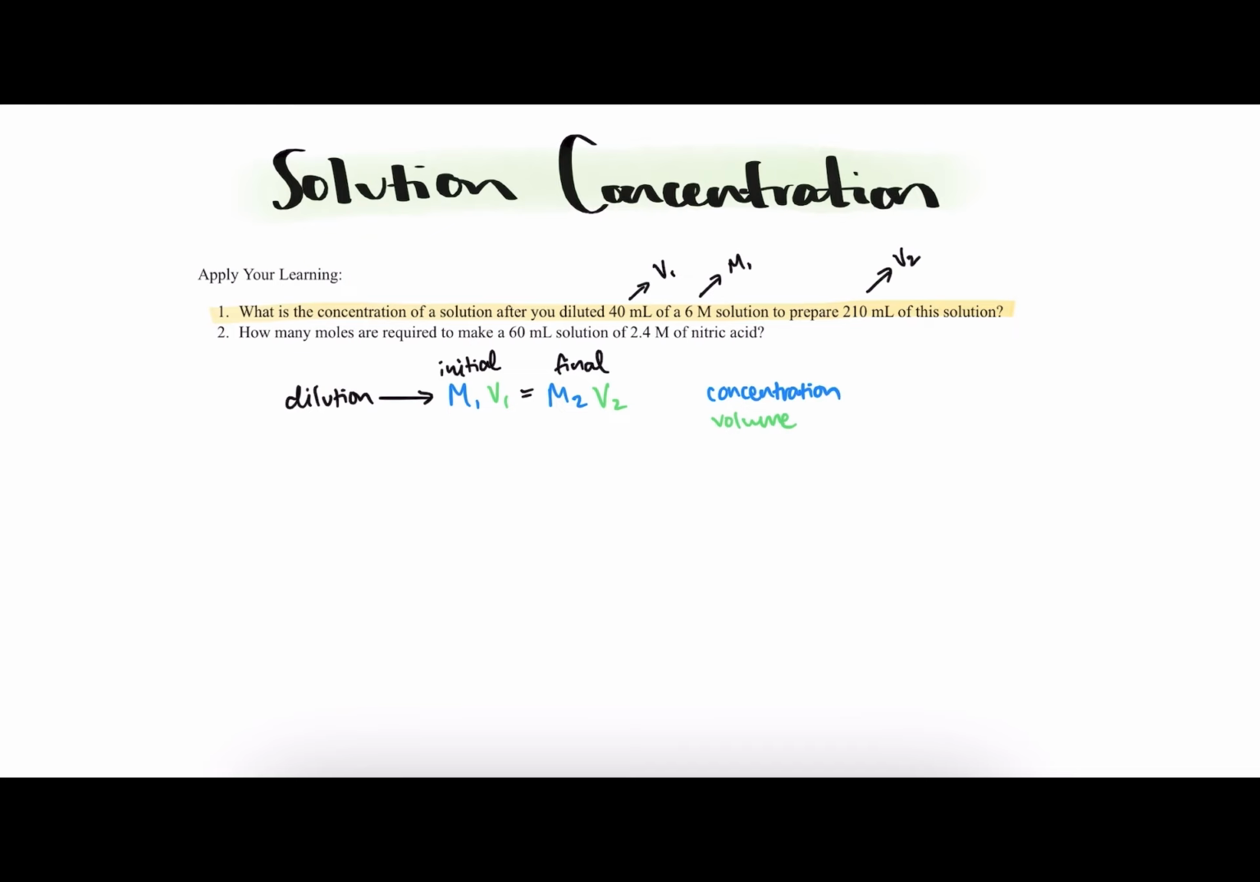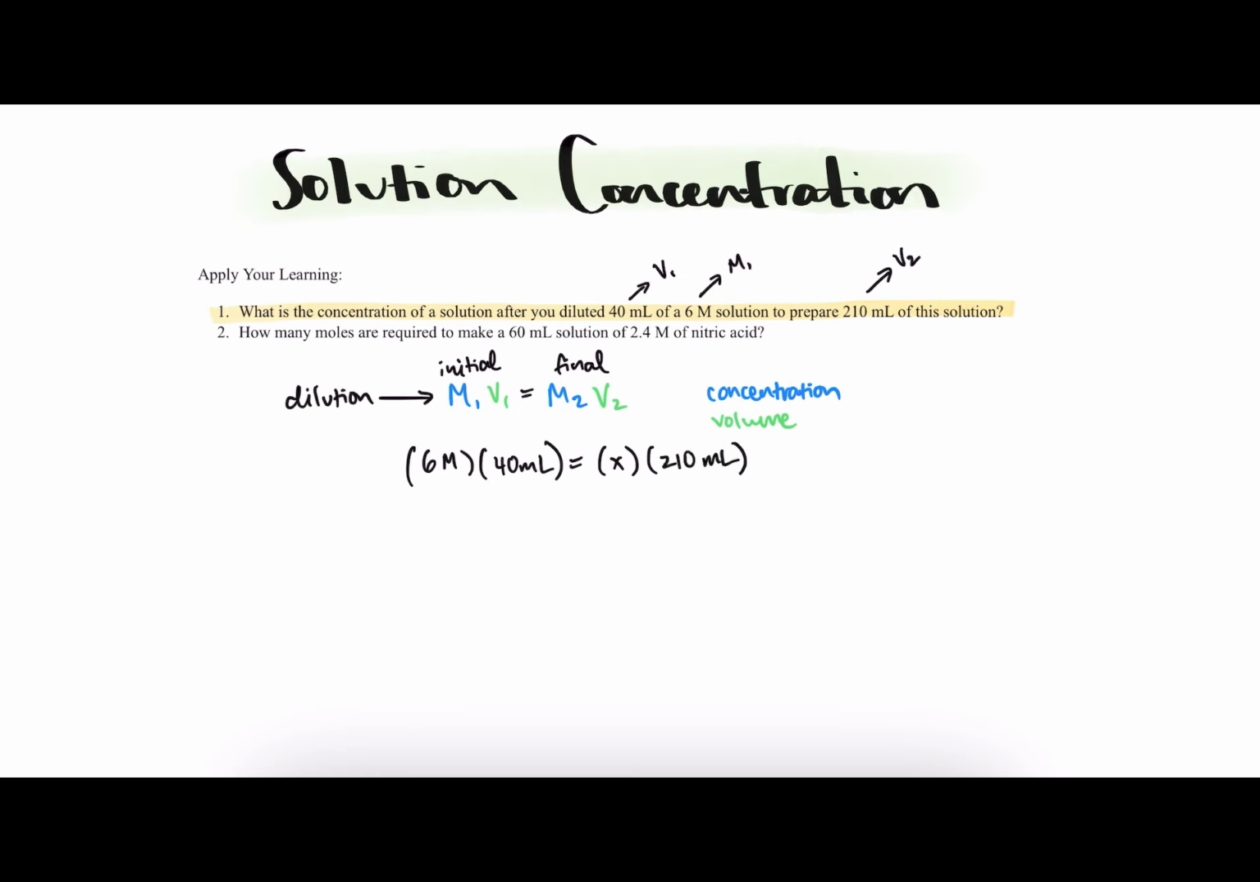So let's go ahead and fill in our equation with our known values. We have M1, which is 6 molar, V1, which is 40 milliliters, M2 is our unknown, so we'll leave that as an X, and V2 we know is 210 milliliters.